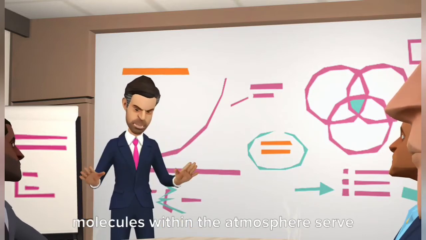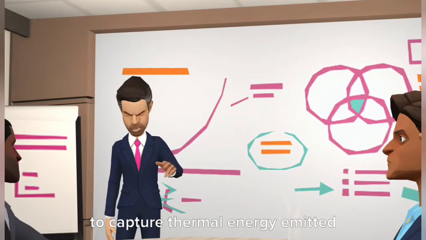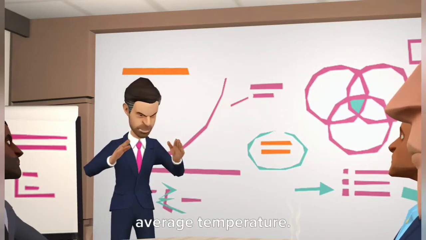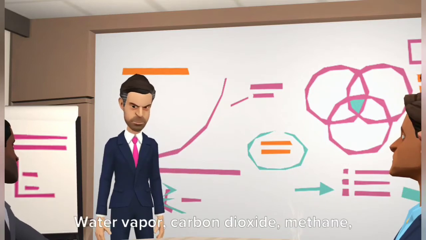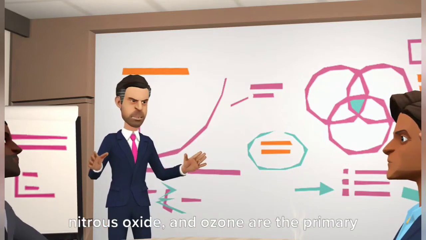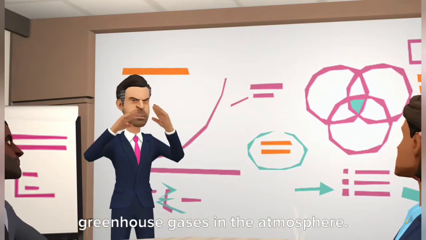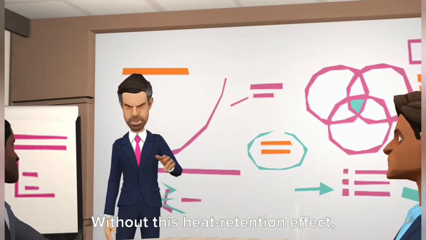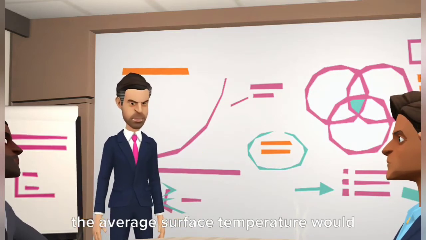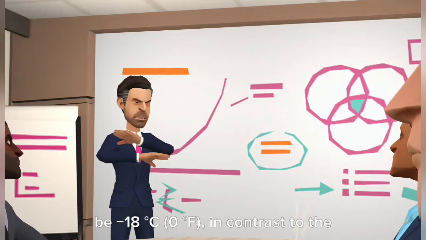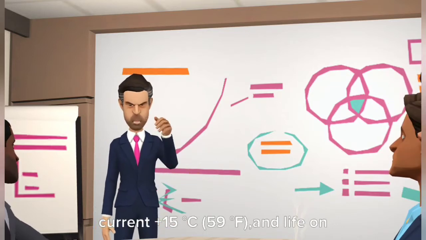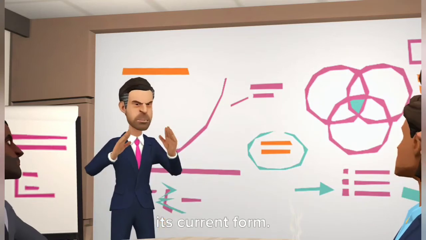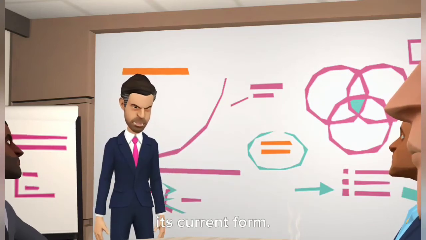This last phenomenon is known as the greenhouse effect. Trace molecules within the atmosphere serve to capture thermal energy emitted from the ground, thereby raising the average temperature. Water vapor, carbon dioxide, methane, nitrous oxide, and ozone are the primary greenhouse gases in the atmosphere. Without this heat retention effect, the average surface temperature would be minus 18 degrees Celsius, 0 degrees Fahrenheit, in contrast to the current plus 15 degrees Celsius, 59 degrees Fahrenheit, and life on Earth probably would not exist in its current form.